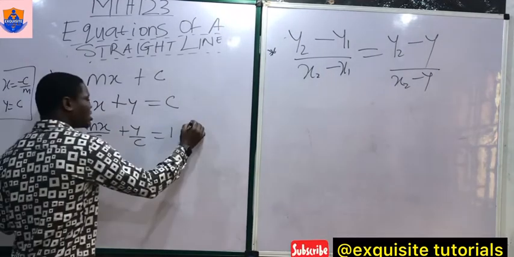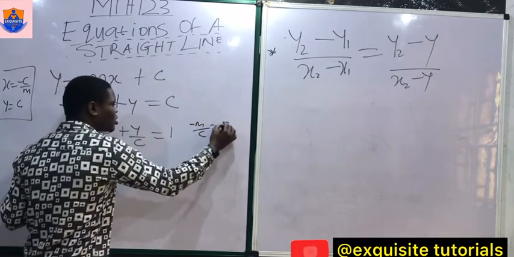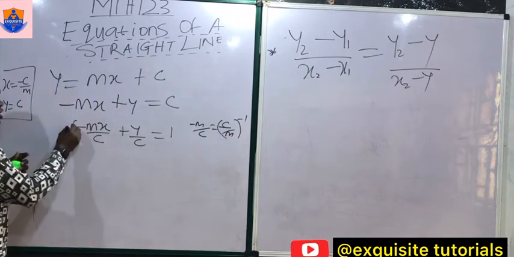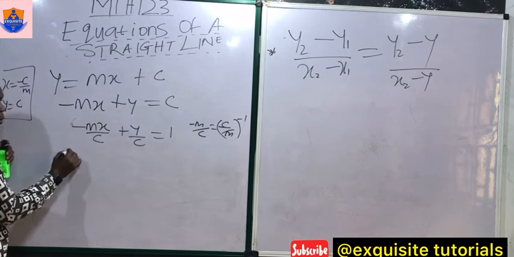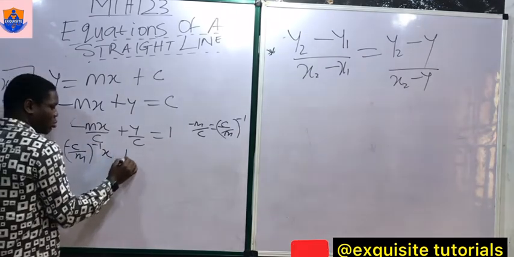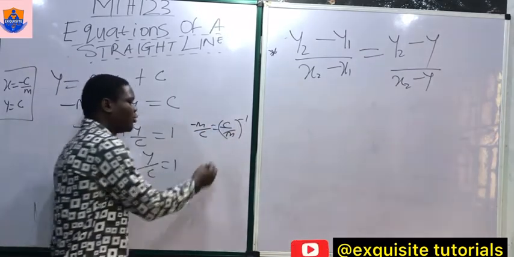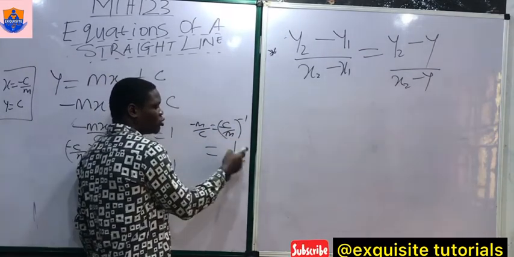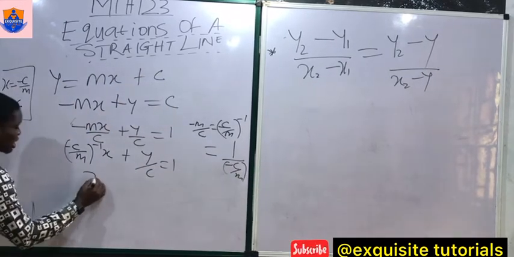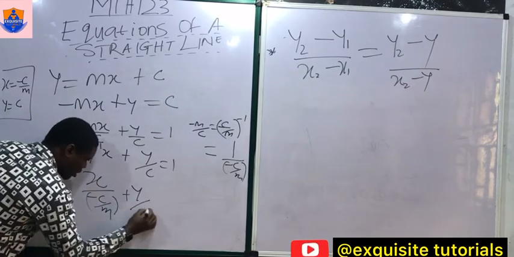So I can easily say minus m over c is the same thing as minus c over m raised to power minus 1. So if I change this part here, I will have minus c over m raised to power minus 1 times x plus y over c. And you know one rule of indices: when you have a negative power, if you want to change it to positive, you take it downward. You have minus c over m. So here I can write it as x over minus c over m plus y over c equals 1.